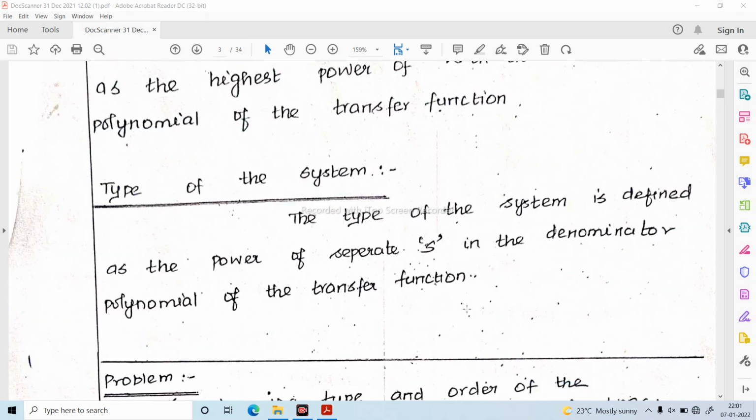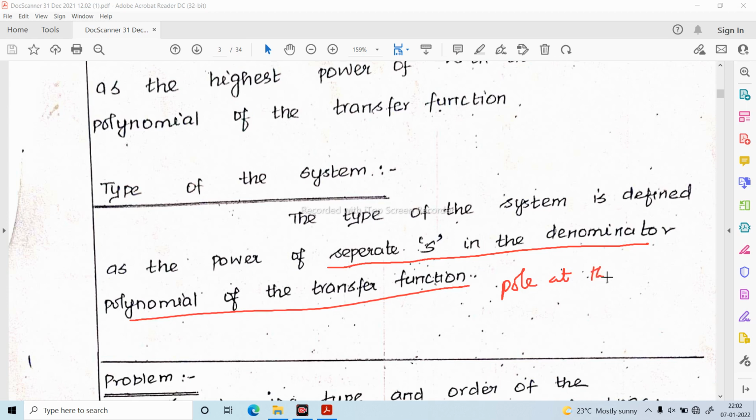And next I am going to explain what is the type of the system. The type of the system is defined as the power of separate s in the denominator polynomial of the transfer function, or pole at the origin. That is known as type of the system. Okay, next I am going to explain this using some problems.